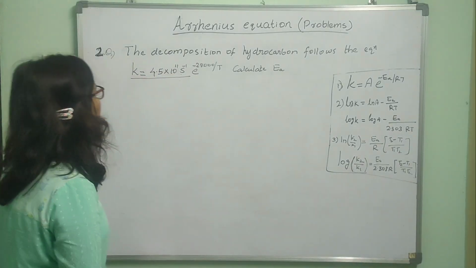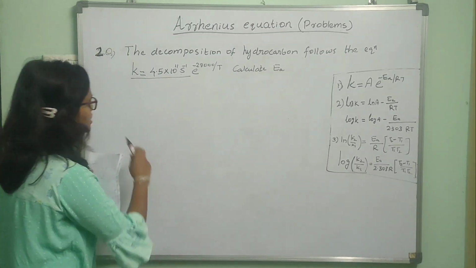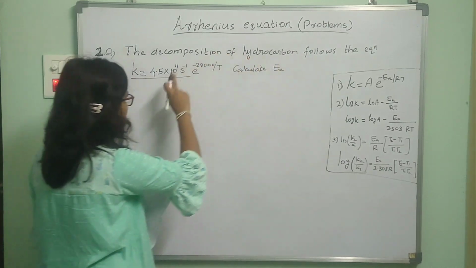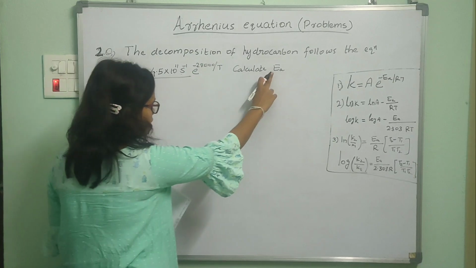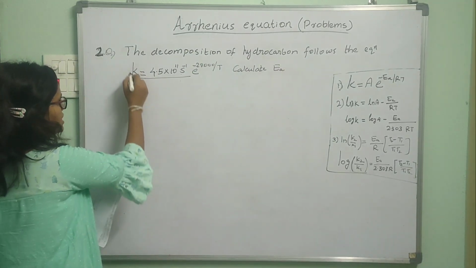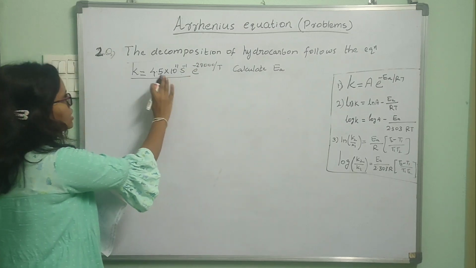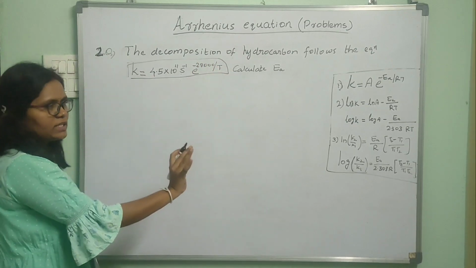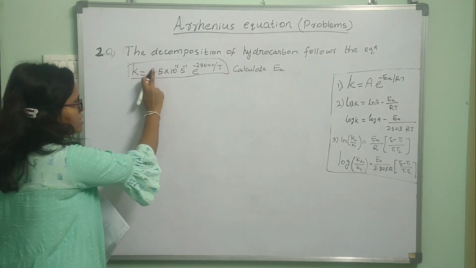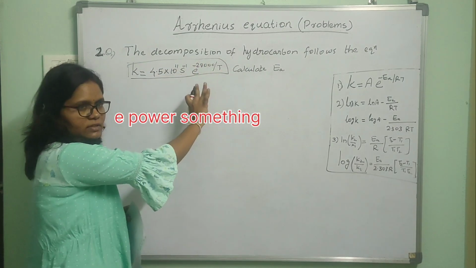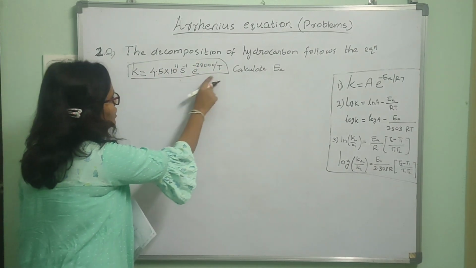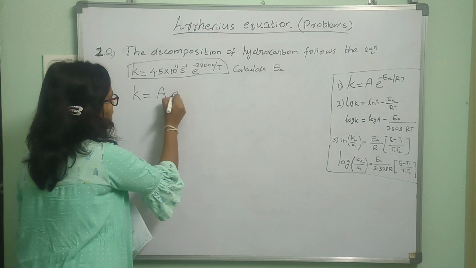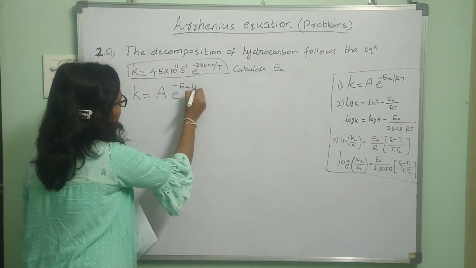The second question is, the decomposition of hydrocarbon follows the equation, calculate EA. So you are given that decomposition of hydrocarbon follows this equation and you are asked to find out the value of activation energy. When you see these kinds of equations in chemical kinetics, you can guess that this can be the Arrhenius equation because it is of the form K is equal to some constant into E power something by T, right? So this equation is similar to the Arrhenius equation, which is of the form K is equal to A into E power minus EA over RT.